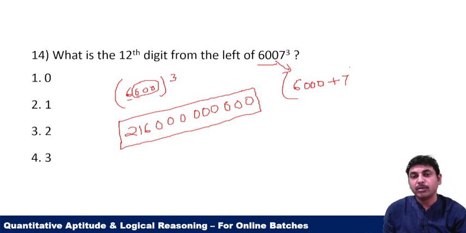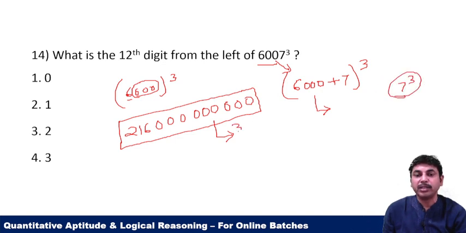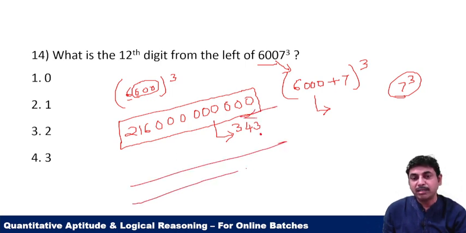Now 6007, this will be like this. If you go for the cubic expansion, some terms will be added to this particular number, but those digits will not be more than 12. So whatever the last part gets added, 7 cube, what is 7 cube? It is 343. In the middle terms also there will be some addition, but we want the leftmost, the 12th digit, so that will be 3, which is option number 4.